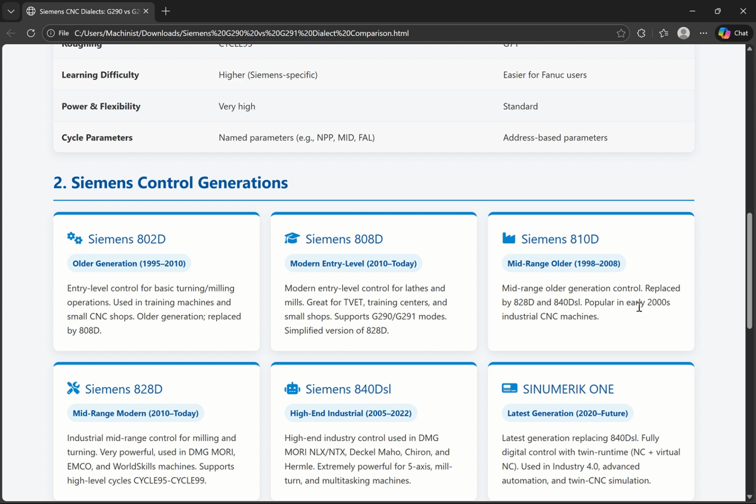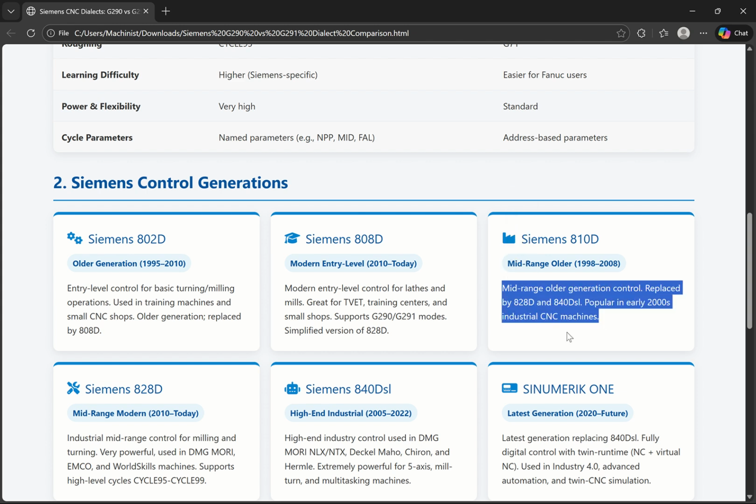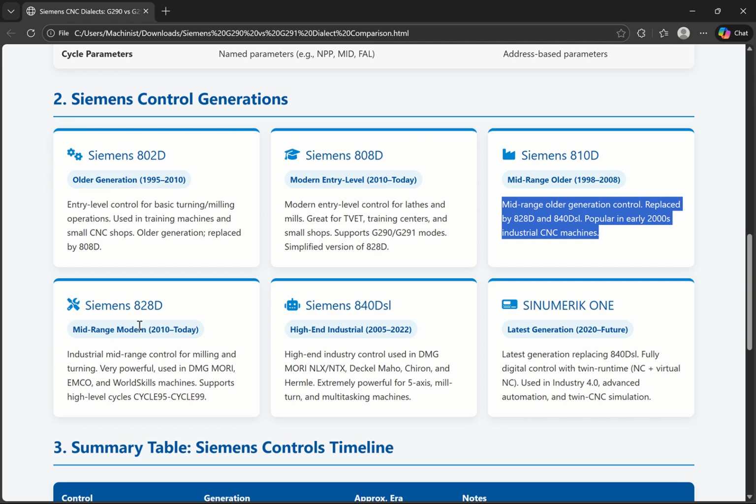That is, it was popular in 2000. I think those people who are using Siemens CNC machines were able to understand when it came into industry. Then we have the 828. This was developed from 2010 onwards. It is 20 years old.